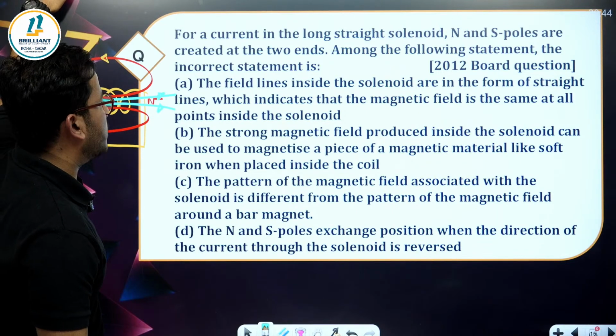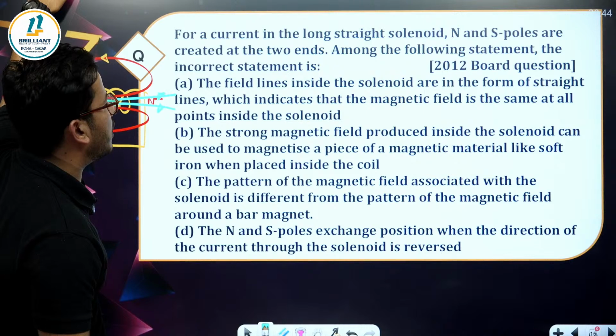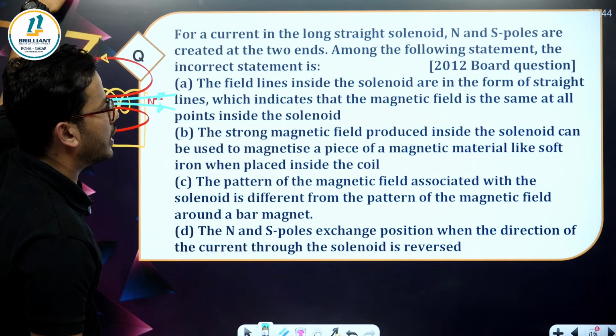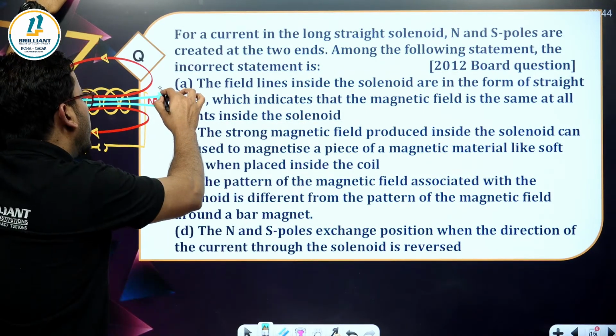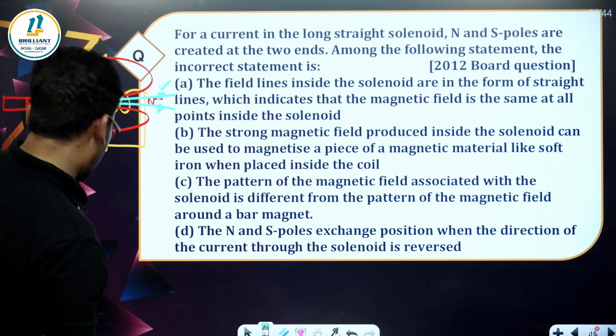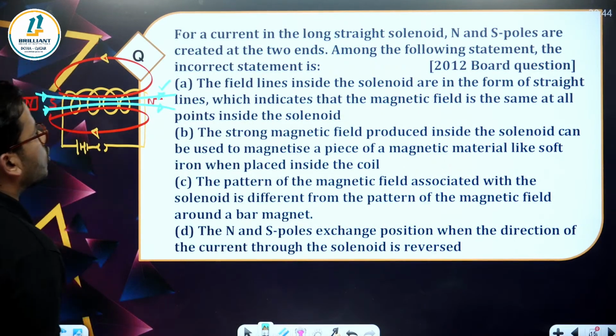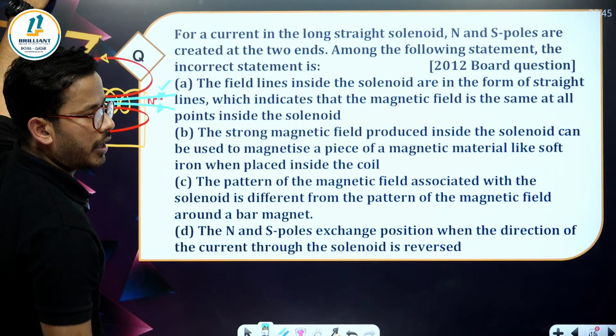All right, so the magnetic field lines inside a solenoid are in the form of straight lines, which indicates the magnetic field is the same at all points. This is correct. For a current in a circular solenoid, north pole and south pole are created at the two ends. Among the following statements, I need to figure out the incorrect statement.